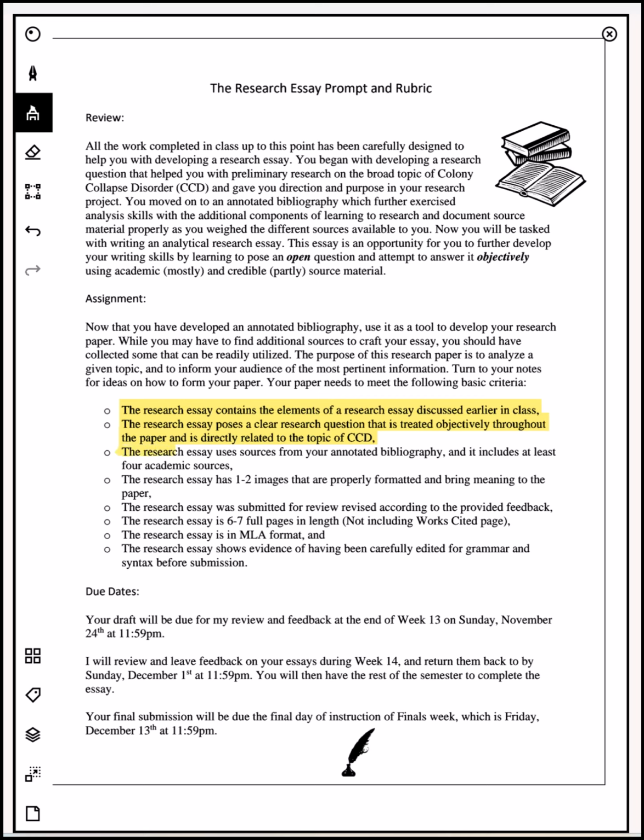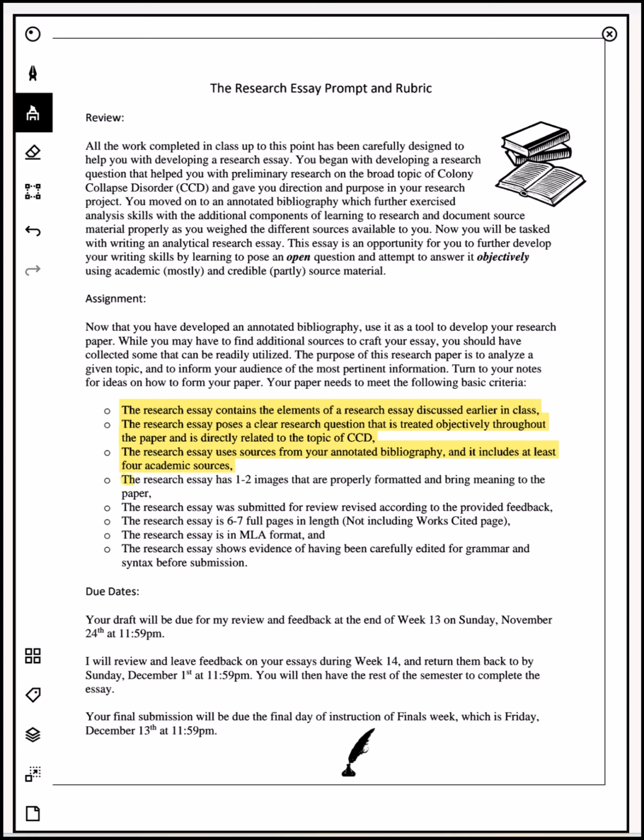The research essay uses sources from your annotated bibliography, and it includes at least 4 academic sources. Now, I think I said earlier, I'm not tying you to your annotated bibliography. You don't have to use every single source you put in there, but it would be an awful waste of time if you didn't use some of the sources from your annotated bibliography. And I am requiring that you use at least 4 academic sources. You can use credible sources, but 4 of them at least need to be academic.